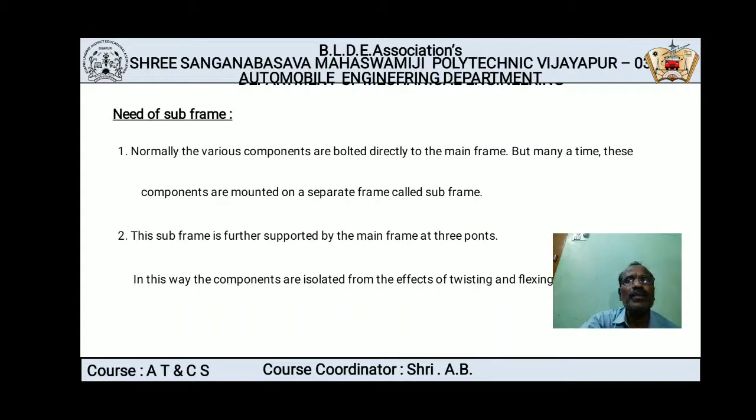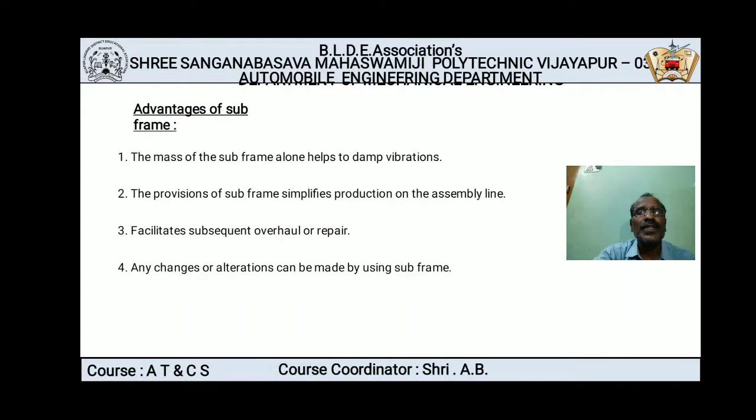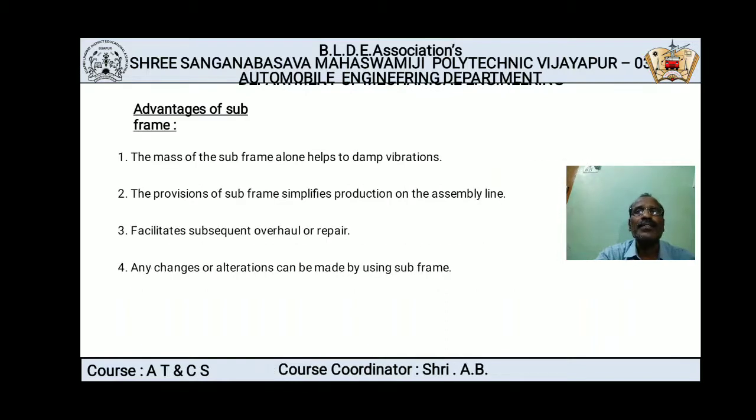Now, this subframe is further supported by the main frame at 3 points. In this way, the components are isolated from the effects of twisting and flexing of the main frame. So, this is fitted to the main frame at 3 points. Why is it done? It is to isolate the components from the effects coming on the main frame. By fitting this, we can isolate it. Okay, we will move to the next slide.